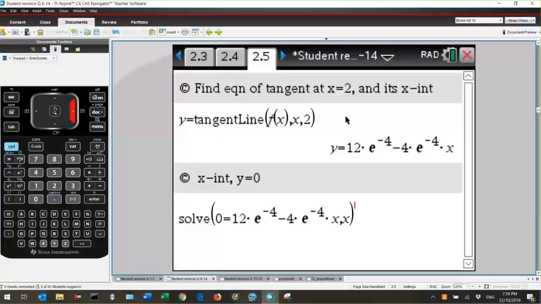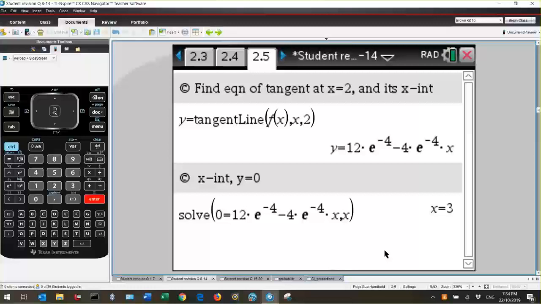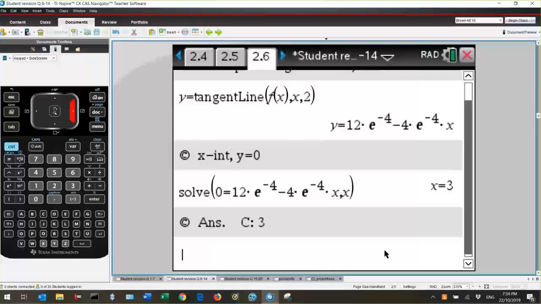Now, the x-intercept occurs where y equals 0. So I replace the y with 0, solve for x, and the answer is x equals 3. So the tangent occurs at x equals 2, has that gradient at x equals 2, and then that tangent crosses the x-axis at x equals 3. So the answer is C.